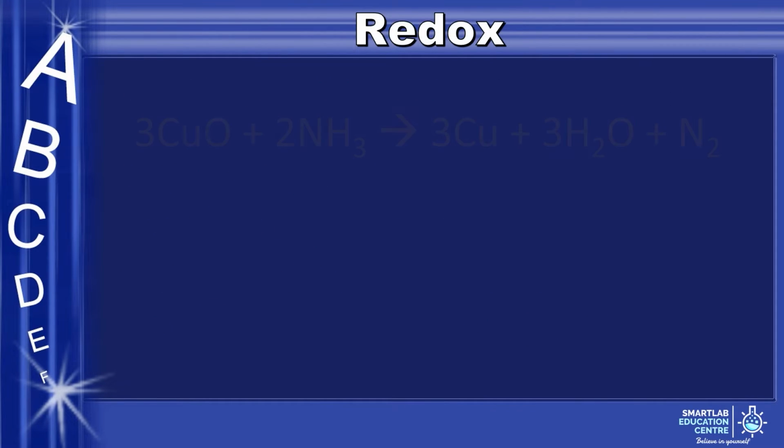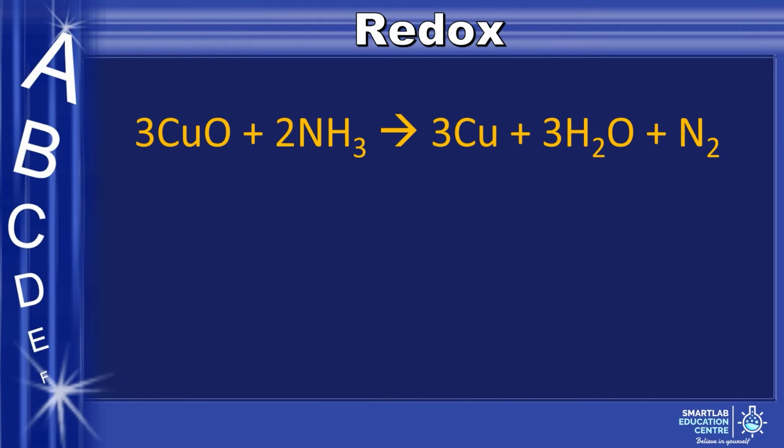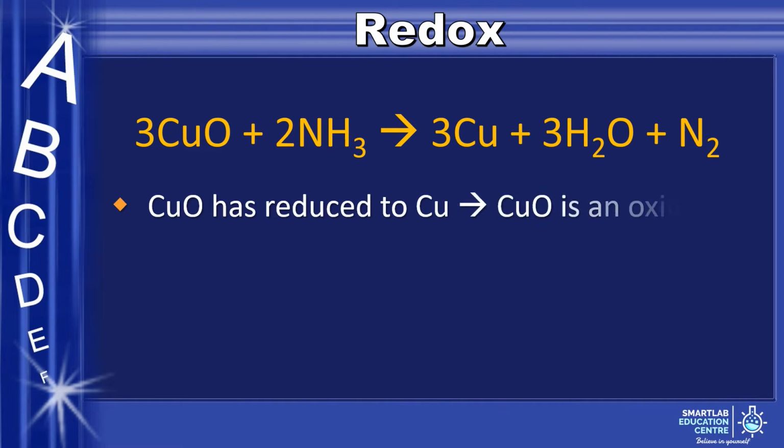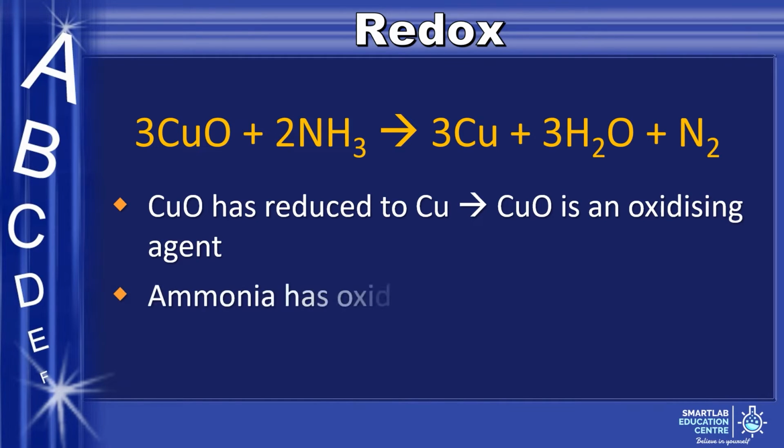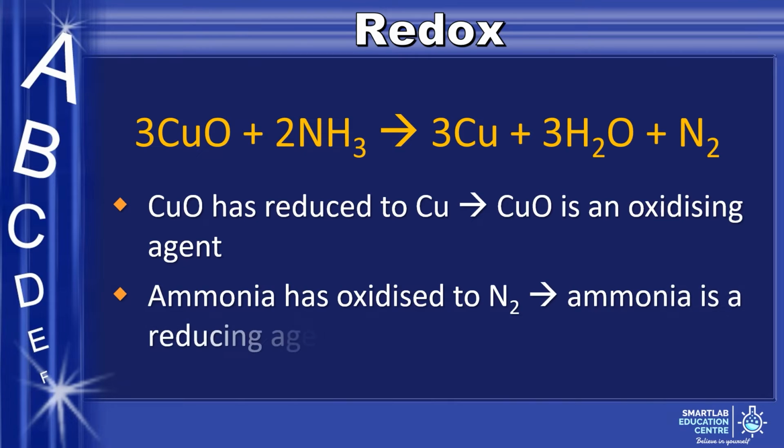This equation below is an example of a redox reaction, and it shows copper oxide being reduced to copper, and therefore copper oxide is an oxidizing agent. On the other hand, ammonia has oxidized to nitrogen, and therefore ammonia is a reducing agent.